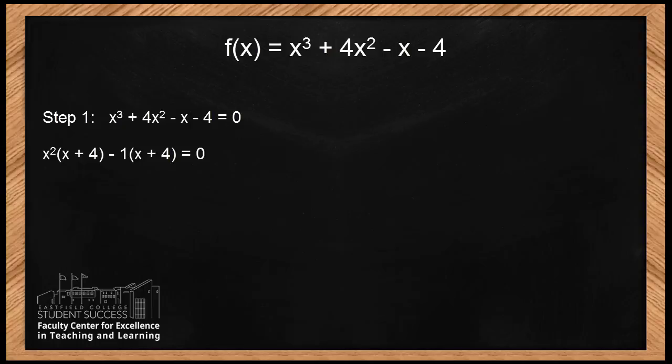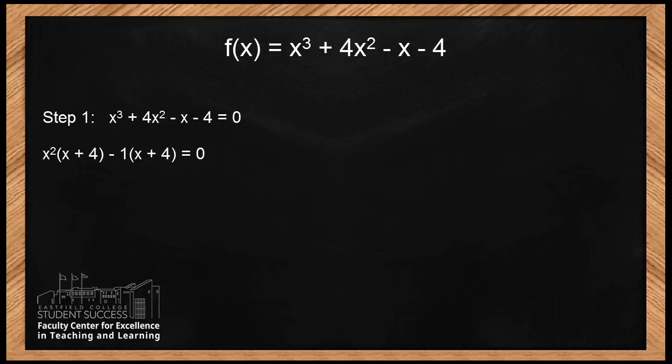Let's go back and double check, especially the second group that you factored. Negative 1 times x, is that going to give us negative x back? Yes. Negative 1 times 4, is that going to give us negative 4 back? Yes. That means we factored correctly. Not only that, look what's inside the parentheses.